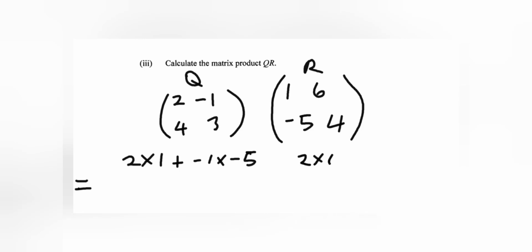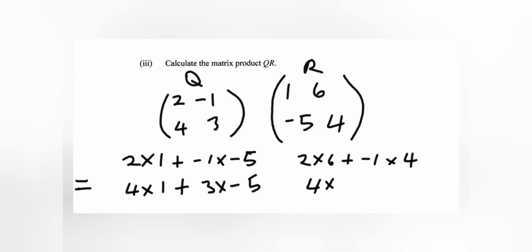Then we're going to have 2 times 6 plus negative 1 times 4. Then we're going to move to the next row. So we're going to have 4 times 1 plus 3 times negative 5. Then we're going to have 4 times 6 plus 3 times 4. Let's put these in brackets and then we're going to simplify.